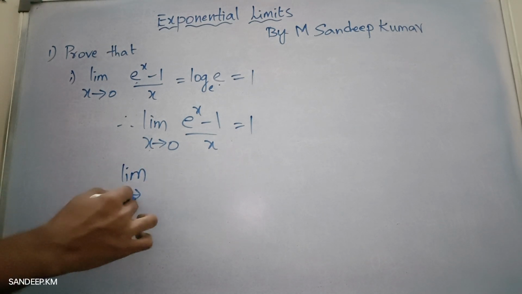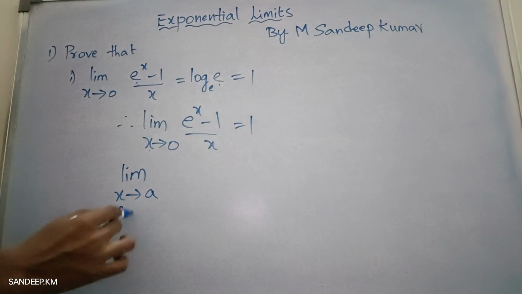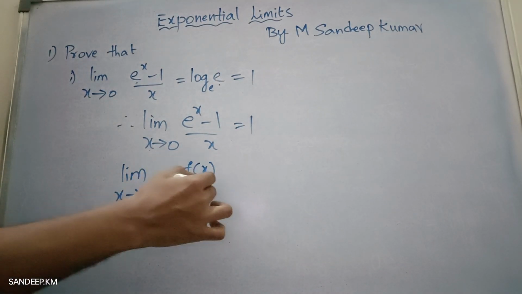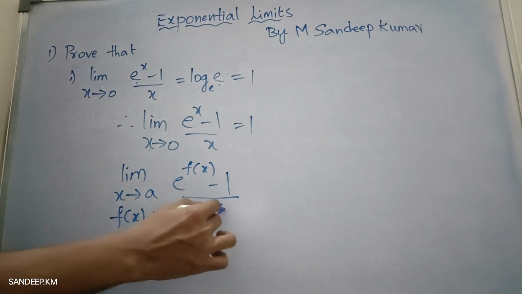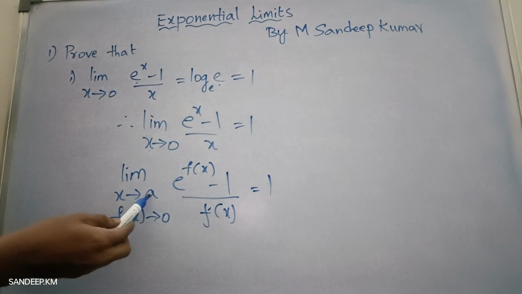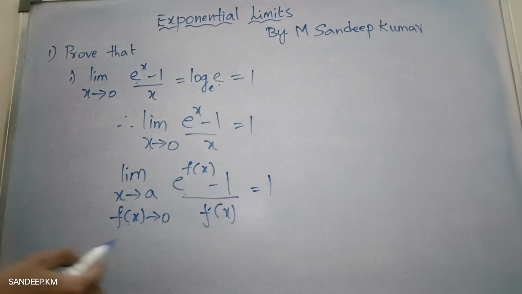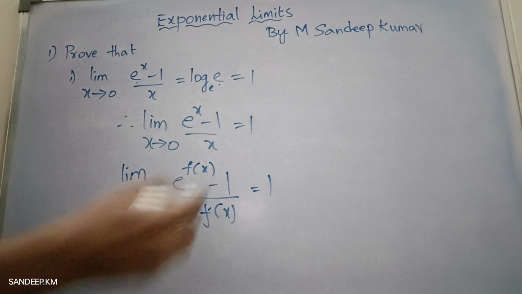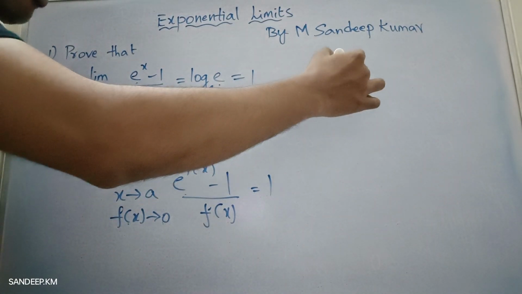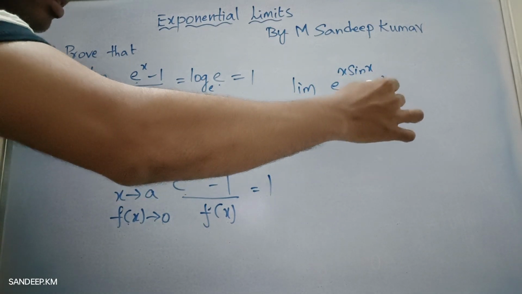when x is approaching a or any other number, any real number a, if f of x is approaching 0, then obviously e power f of x minus 1 divided by f of x is also equal to 1 only. When x is approaching some real number a, if f of x is approaching 0, then this will be equal to 1. If you need a simple example, let us say limit x approaches 0, e power x sin x minus 1 divided by x sin x.